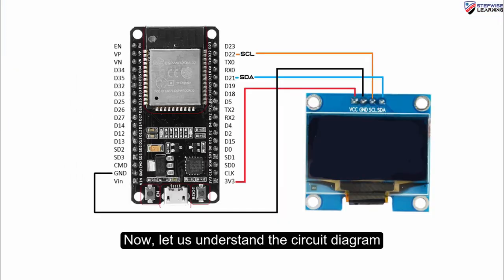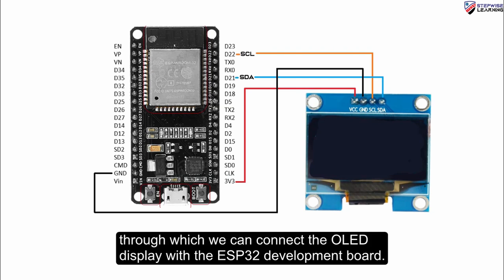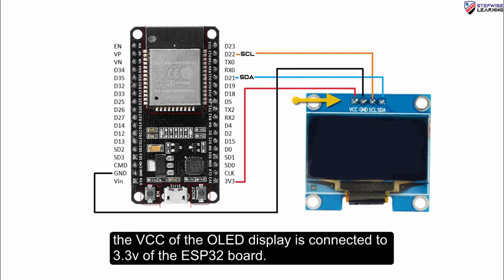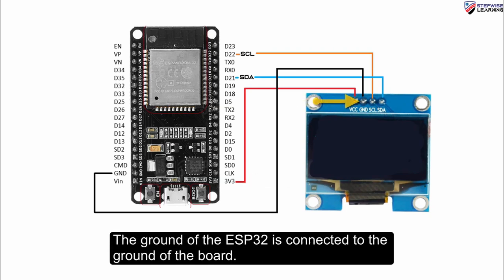Now let us understand the circuit diagram through which we can connect the OLED display with the ESP32 development board. As you can see here, the VCC of the OLED display is connected to 3.3 volt of the ESP32 board. The ground of the OLED is connected to the ground of the board.